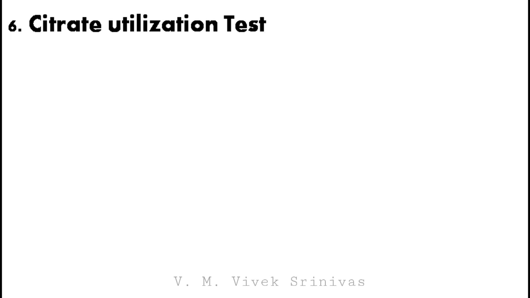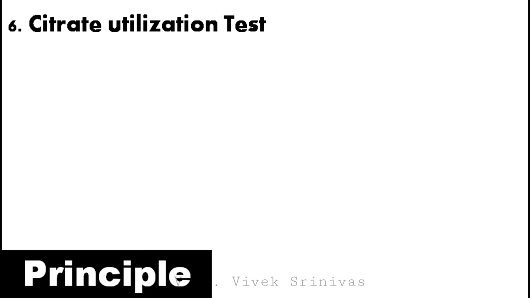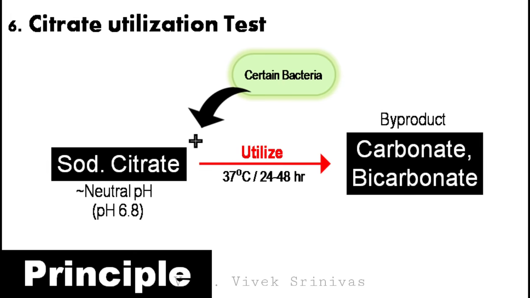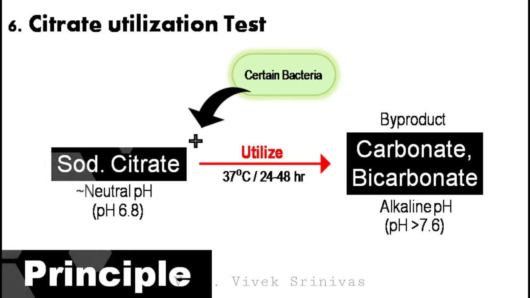Next, the citrate utilization test. The principle: certain bacteria, in the presence of sodium citrate, utilize the citrate to yield carbonate and bicarbonate as the byproduct. This changes the pH to alkaline from the initial neutral pH. This is the principle behind the citrate utilization test.